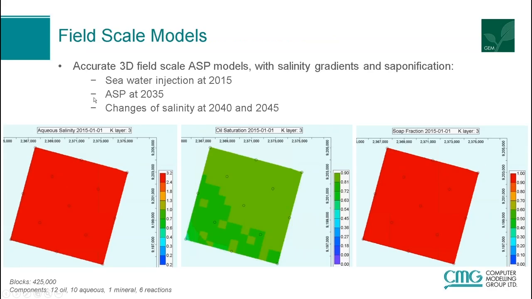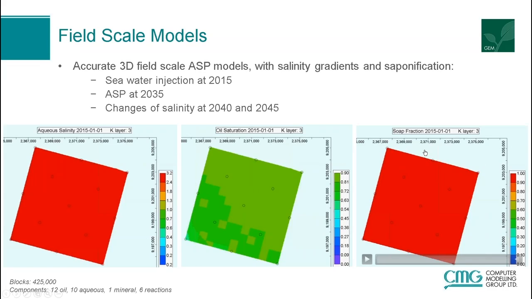Now here I have some movies. It's a slightly different field scale model, but just to illustrate that GEM does fairly well with field scale problems. This is 4 inverted 5-spot patterns, and it's seawater injection at 2015, ASP at 2035, and then some changes of salinity. So we have 3 movies. We have salinity on the left, oil saturation in the middle, and soap fraction on the right.